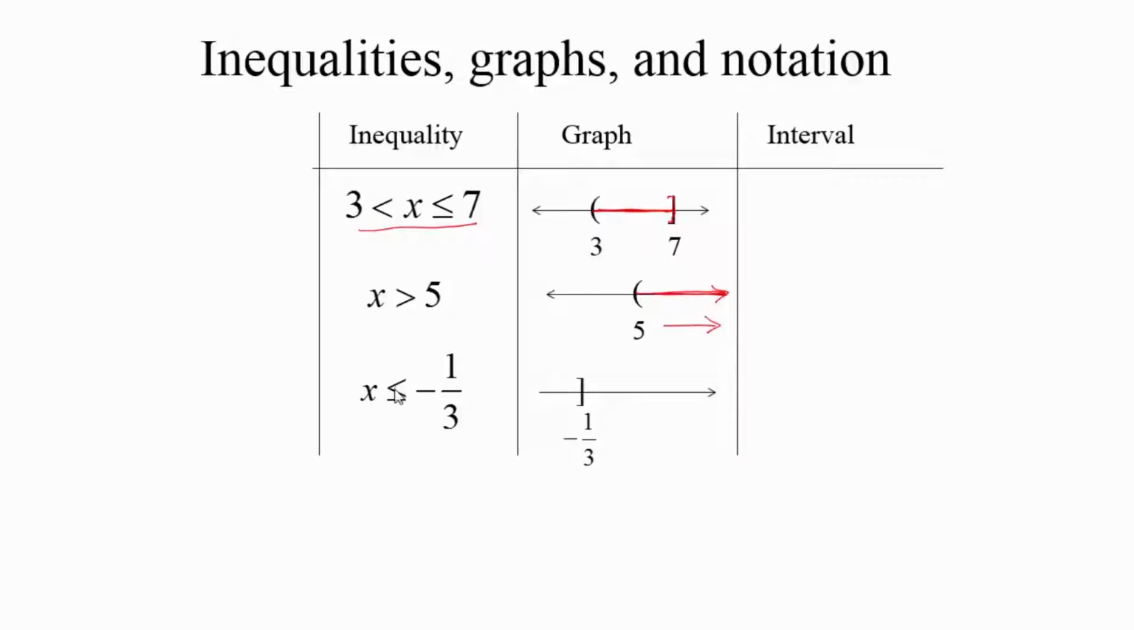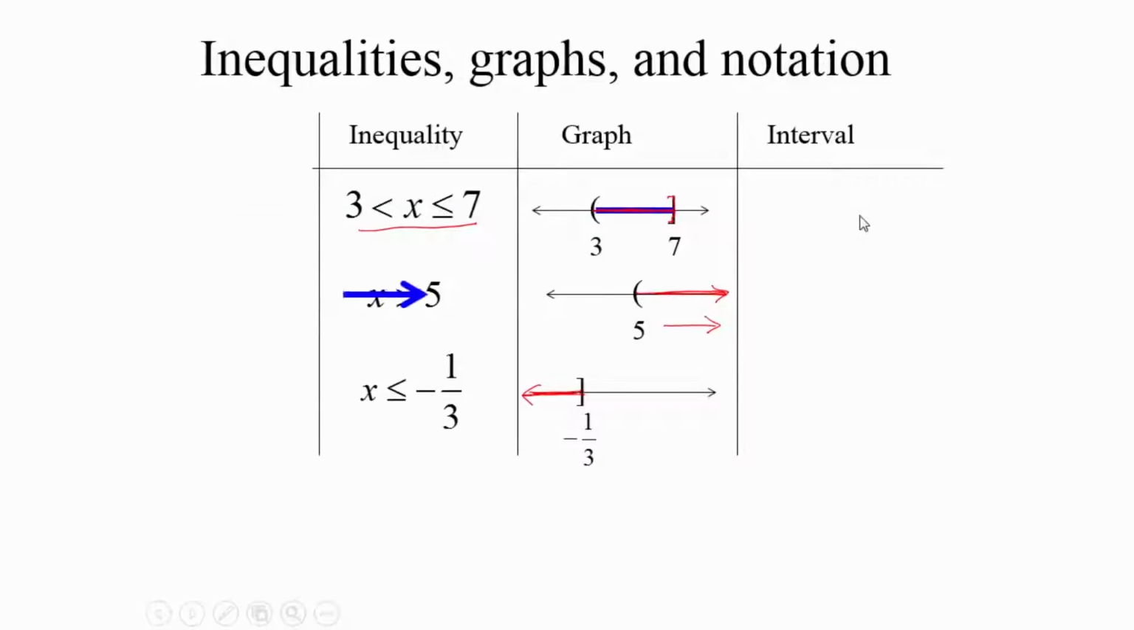Or x less than or equal to minus 1/3. So on the number line, we show a minus 1/3 here, and face the bracket because of the equality, face the bracket toward minus infinity because we say less than that. So the answer is to this side, anything to that side, including the minus 1/3.